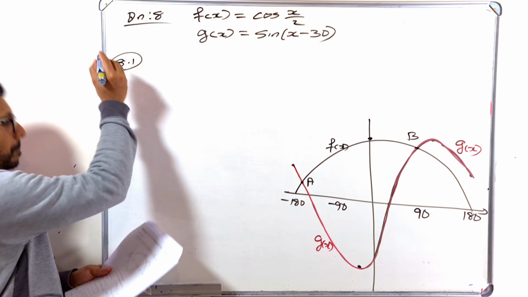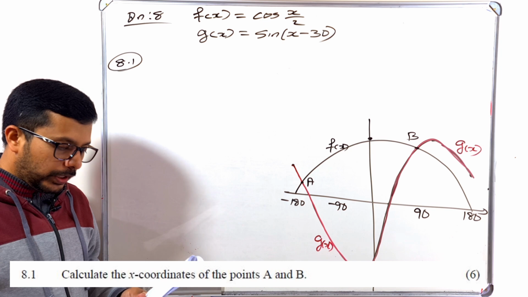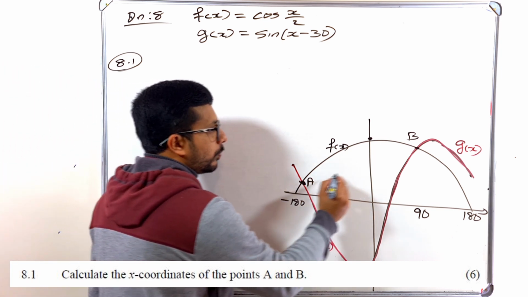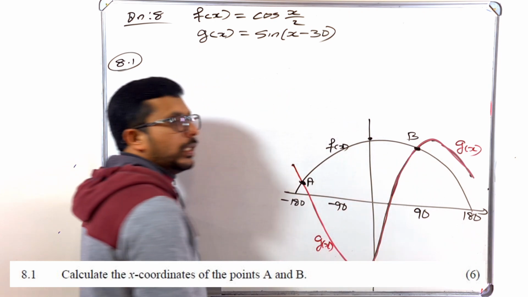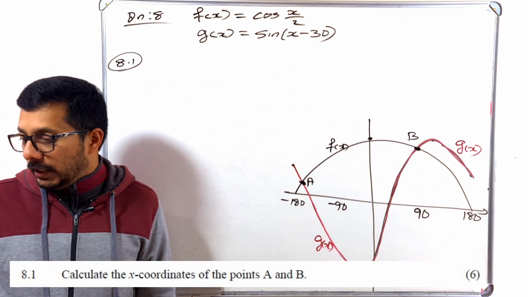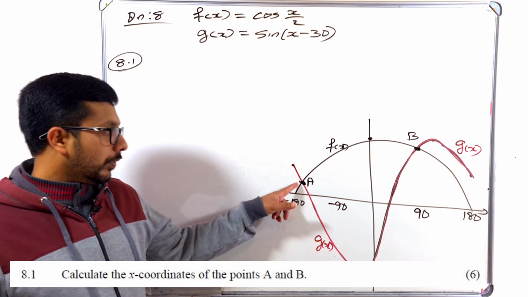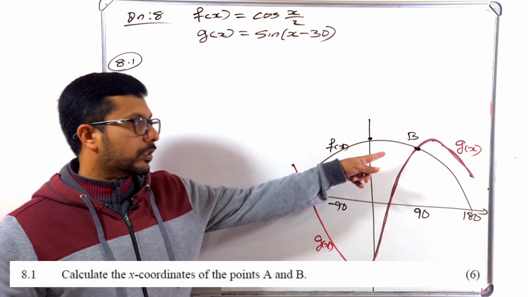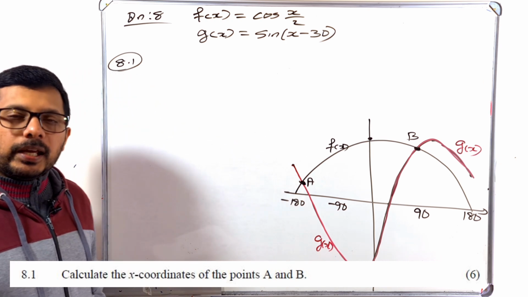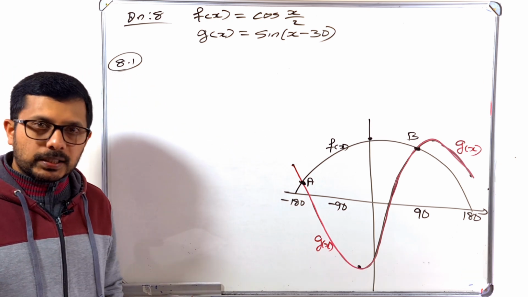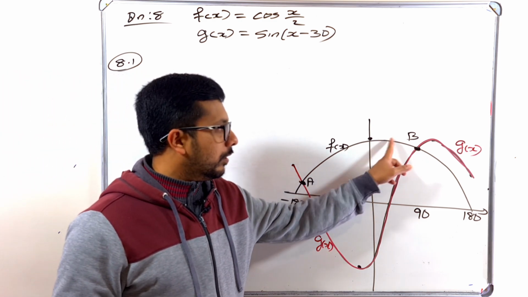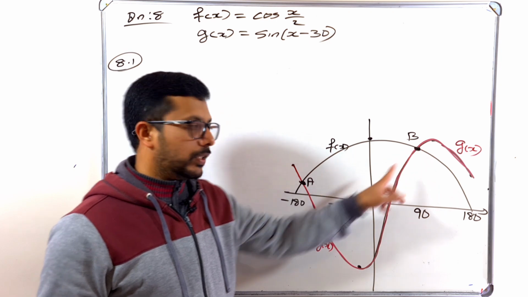What is the first question? Question number 8.1. Calculate the coordinates of the points A and B. You have to find the exact coordinates of these points A and B. What are the x and y values of those points? You just want to find the x coordinate of A and the x coordinate of B. So actually, what are A and B? Those are the points where both the graphs intersect. Am I right? The f of x and g of x graphs intersect at these 2 points.